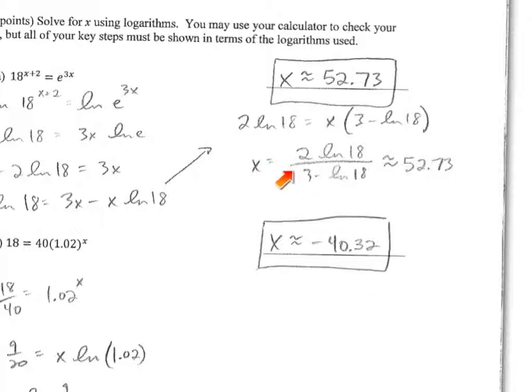So in the end, if you follow over here on the right, the last thing I've got here is my exact answer. X is equal to 2 natural log of 18 divided by the quantity 3 minus natural log of 18. I then decided that it might be a little bit easier for me to check my work if I get the decimal equivalent, so I tossed this natural log expression in my calculator. The decimal approximation that I get is 52.73.